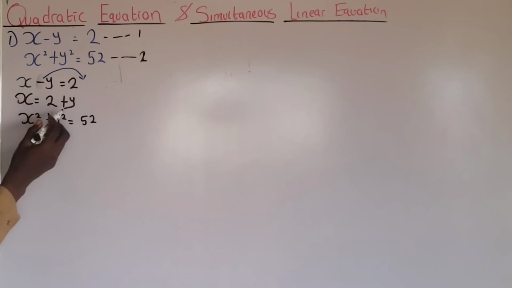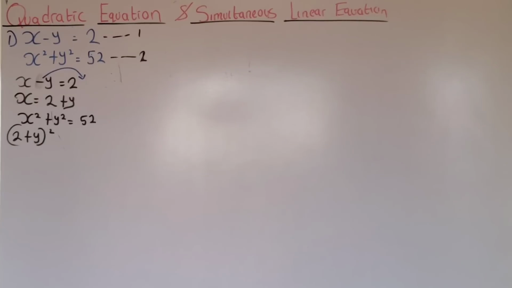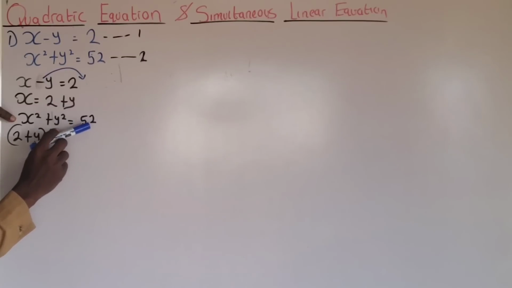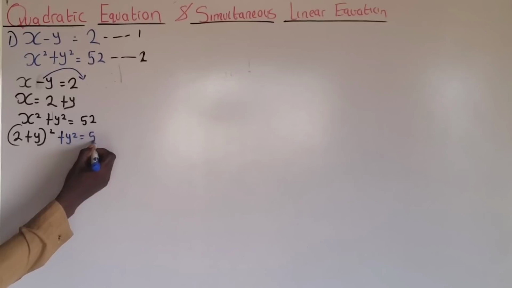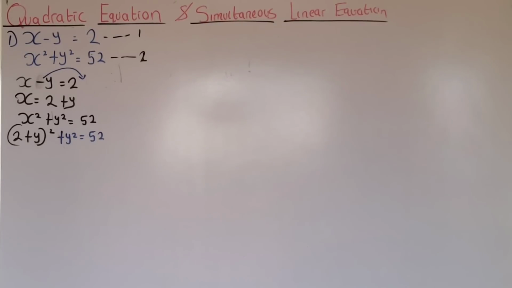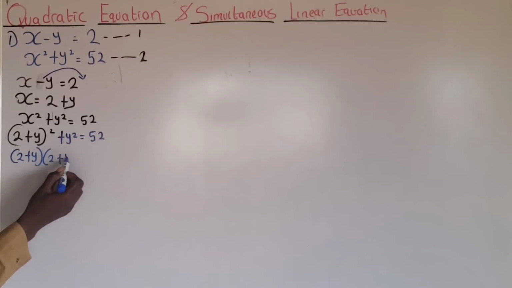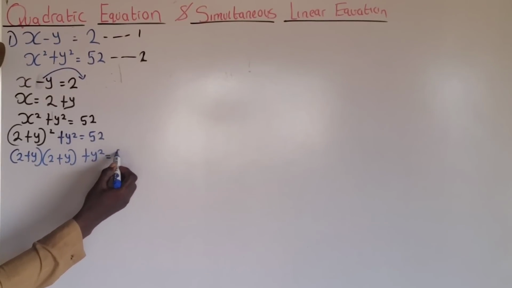Now, when x is 2 plus y, I'm going to have (2 plus y) squared. What I did here is substitute the value of x as 2 plus y into equation 2. So I have x squared, which becomes (2 plus y) squared, plus y squared equals 52. Now, let us open the bracket. I'm going to have (2 plus y)(2 plus y) plus y squared equals 52.